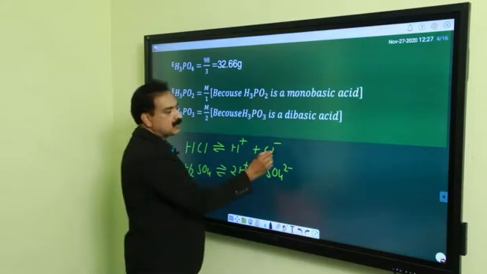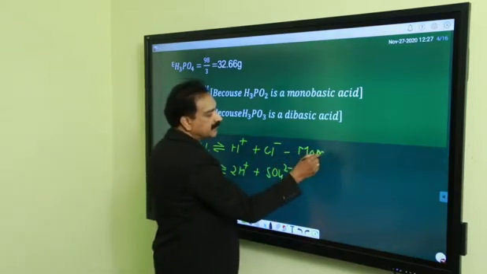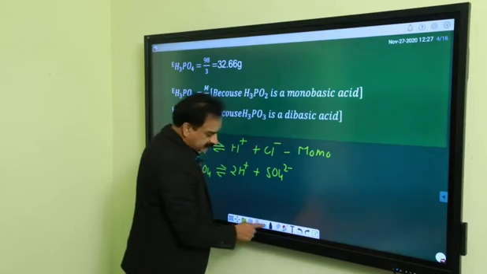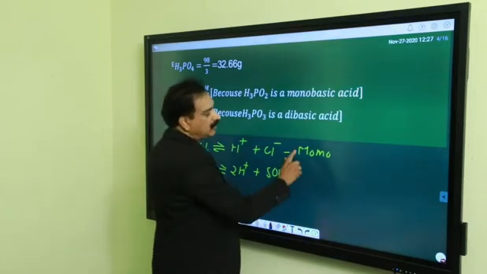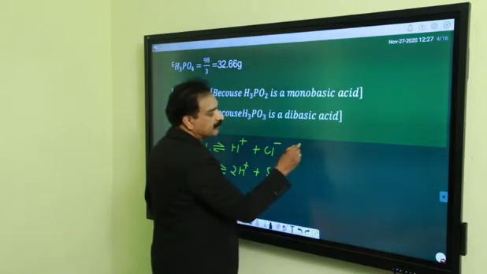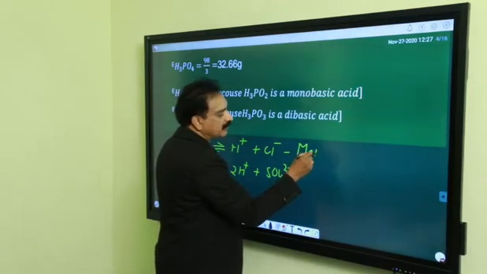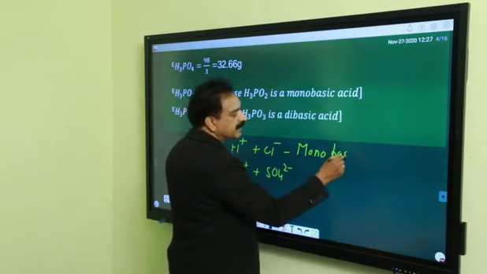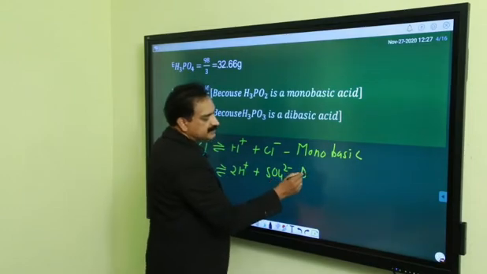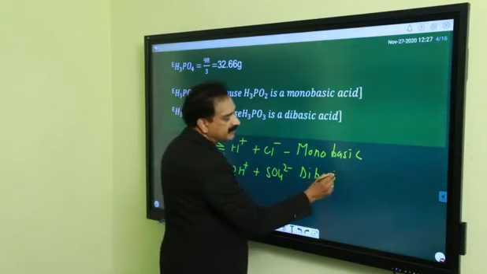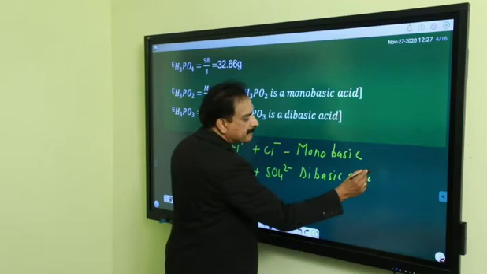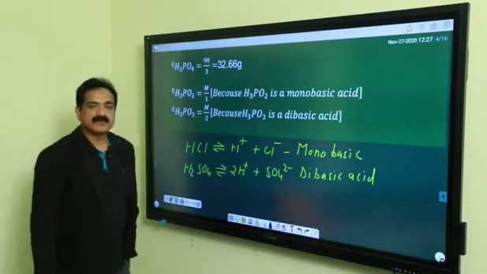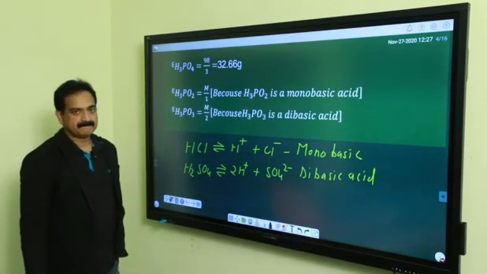So HCl is called a monobasic acid, an acid which can donate only 1 H positive. H2SO4 is a dibasic acid. H3PO4 is a tribasic acid.